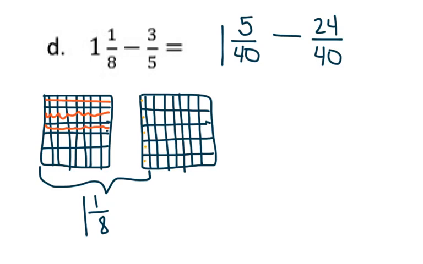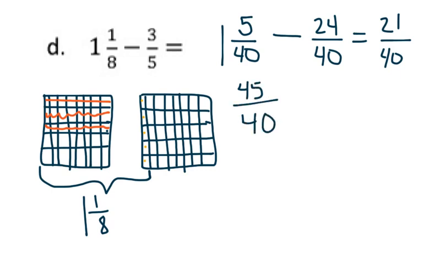You can go ahead and count the remaining sections to get your answer. If the students are counting up the remaining sections, they'll get 21. They could also change 1 and 5/40 to 45/40, subtract 24/40, and still have an answer of 21/40. Eventually they'll be moving on to that method.